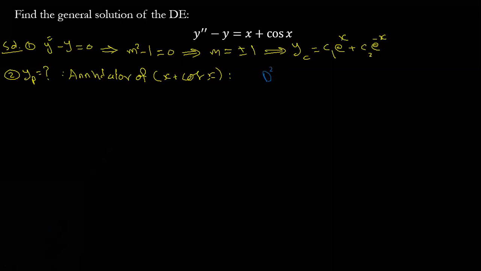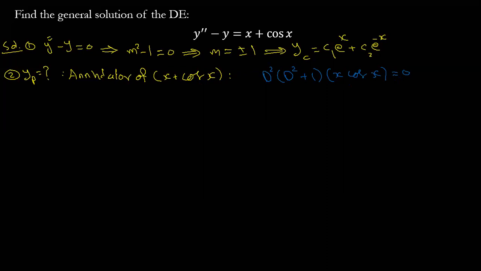And the annihilator of cosine. Do you remember the annihilator of cosine? You can check your cheat sheet if you want, and if you know it without the cheat sheet, you are right. D squared plus 1. Great, Ahmed. So D squared, and D squared plus 1, which is the annihilator of cosine, is the annihilator of my function x plus cosine x, giving 0.